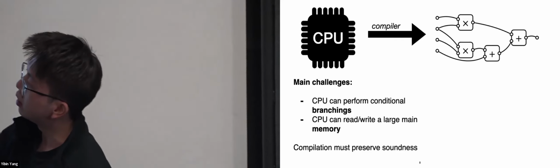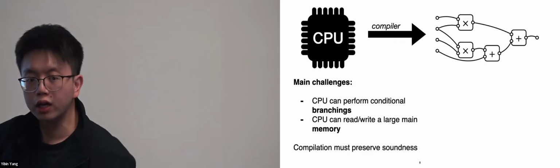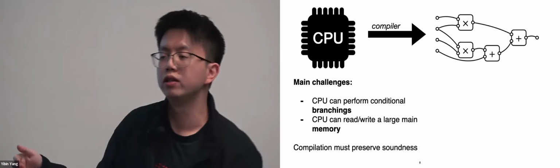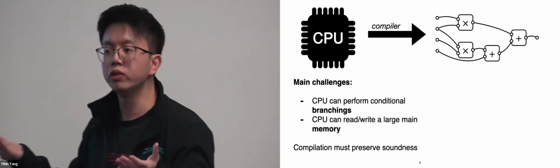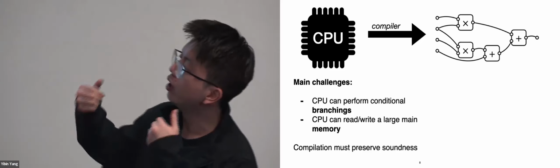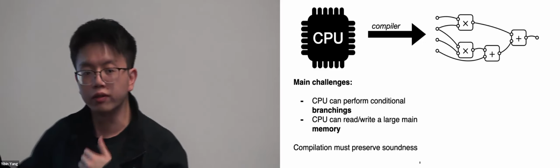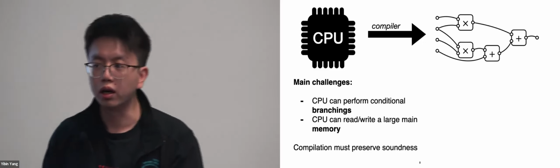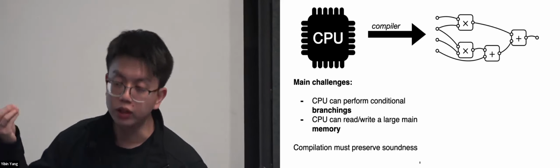And the second part is that the CPU needs to read and write a very large memory. Notice that the verifier in the zero knowledge proof doesn't know which unit is going to be read. So we need to properly design such machinery to allow the verifier, especially the verifier, to read the RAM efficiently. Okay, and basically we also need to ensure that this compilation preserves soundness. The prover cannot cheat in this process.